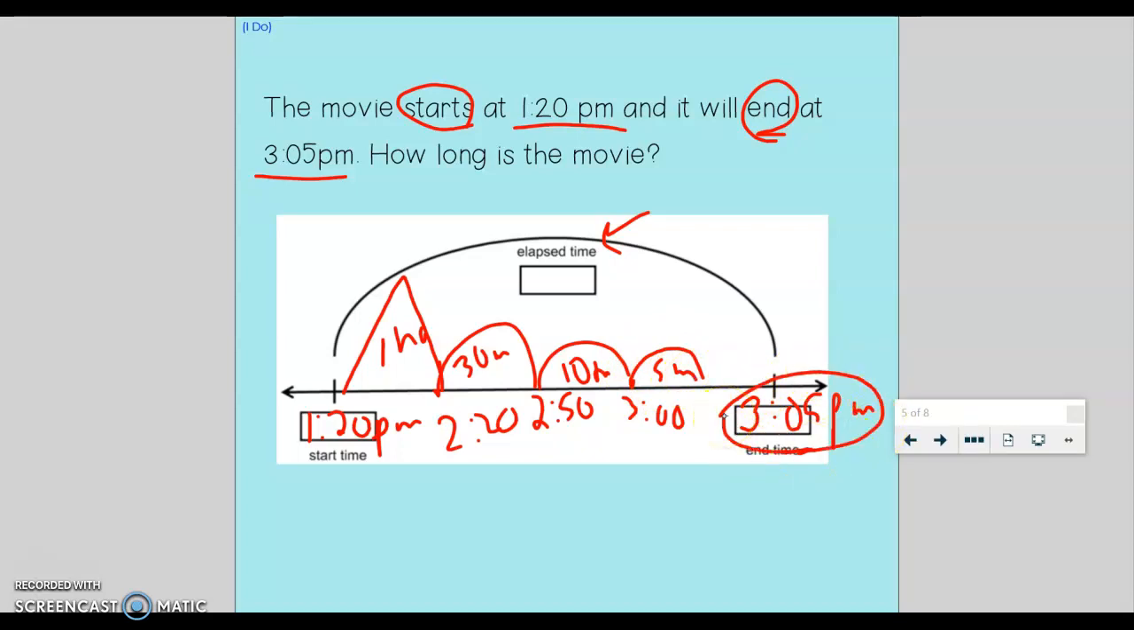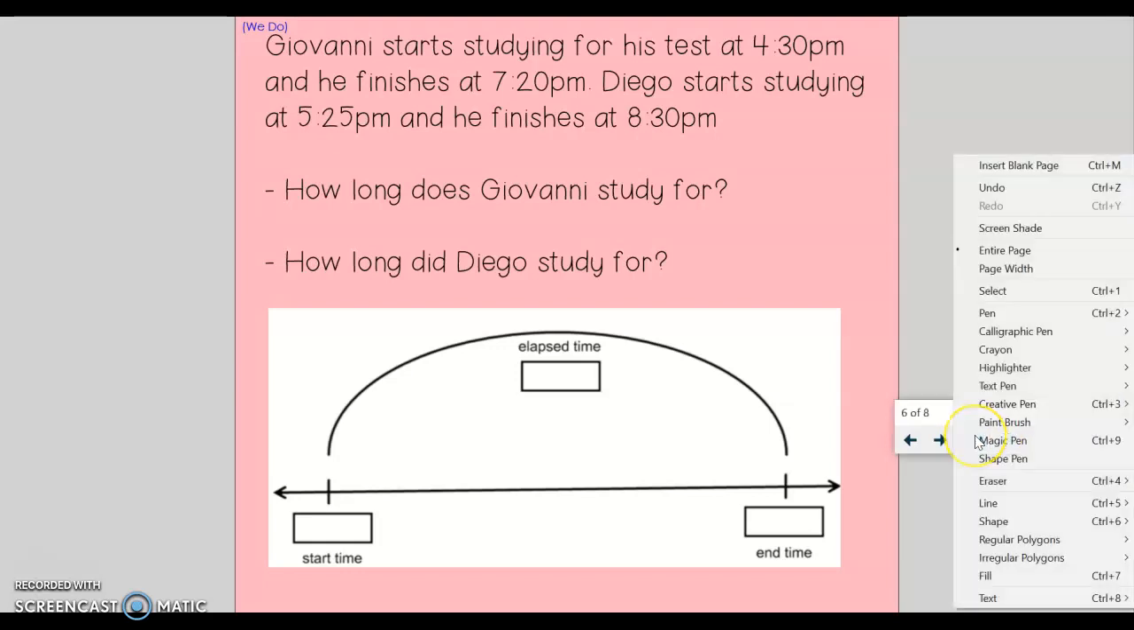So I need to figure out how much time has passed here. Well, we have a 1-hour jump and then 30 plus 10 plus 5. So 30, 10, and 5. If you add that up, 5 in the ones column, 3 and 1 is 4. So the total time the movie was 1 hour and 45 minutes. Awesome. Okay, let's do one together and then you'll do some practice. Here's our next one.